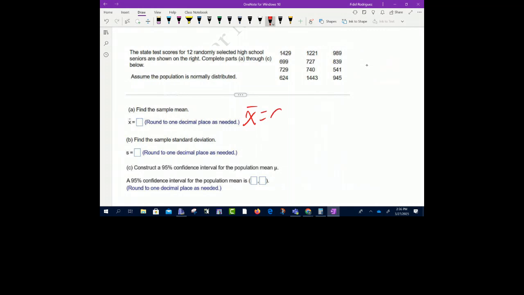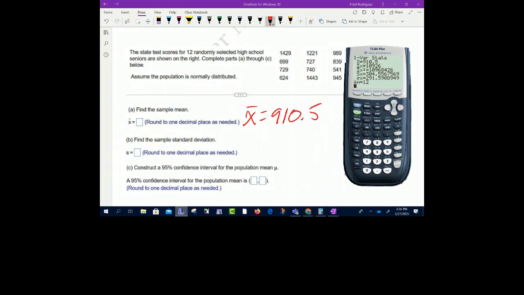Do you put all those numbers in list one, sir? I put them all in my list one, yeah. They got to go in the same list. It doesn't matter what list you put them in. Just make sure when you do your one variable stats, you're doing it for that list, right? Don't do it for another list.